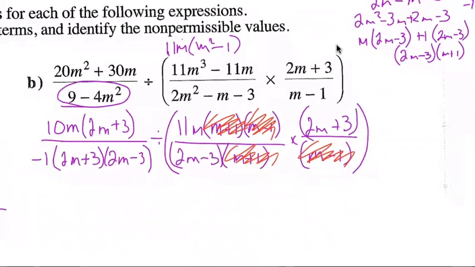Oh, I'm going to back up. I'm backing up because I need to do my non-permissible values first.